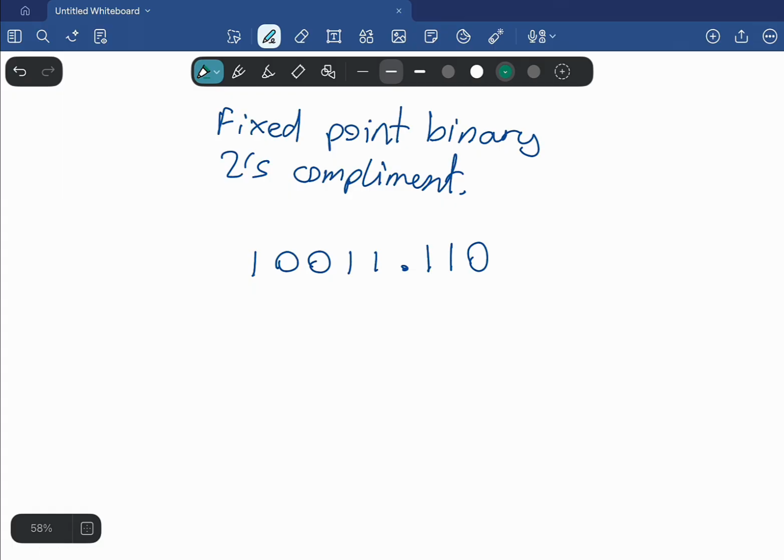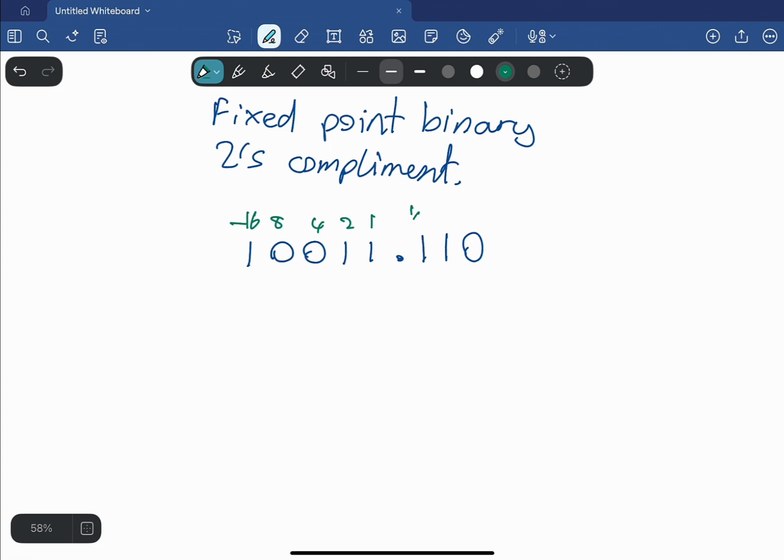Okay, quickly remind ourselves how this is going to work for fixed point. So for fixed point binary, we have column weightings that look like this. Remember, we're in 2's complement, so we have the column weightings 1, 2, 4, 8, and in this case minus 16 because it's 2's complement. Then, because it's fixed point, on the other side of the binary point, we have column weightings of a half and a quarter over here.